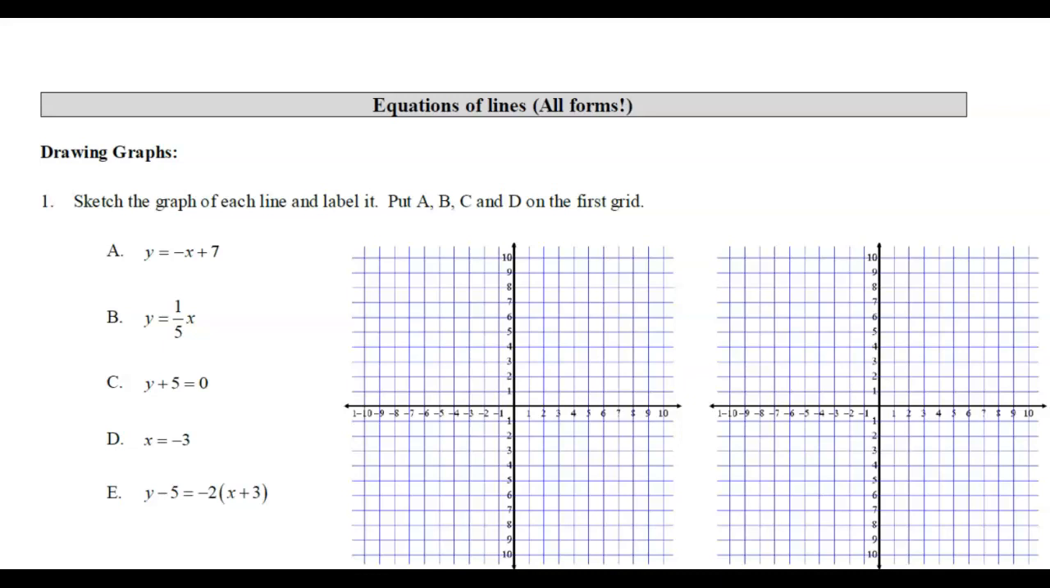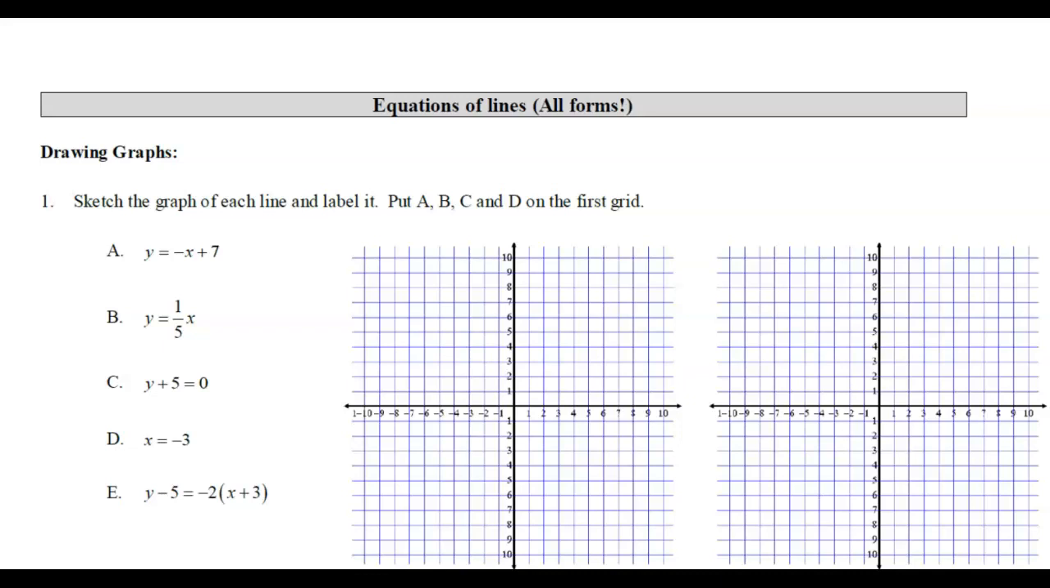Okay, so we're putting them all together, all different types of lines, whether it's in slope-intercept form, slope point form, general form, we're going to graph them. Okay, so if it's solved for y, then that's pretty easy. You plot the y-intercept and use the slope to get a couple more points. Try to fill up your grid.